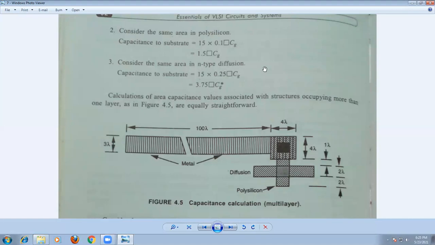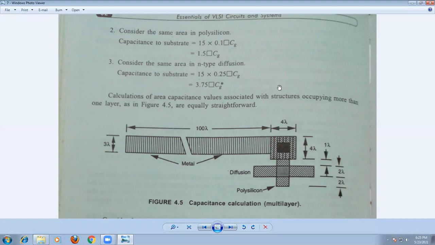Right? These are the values. So like this you can calculate the value of each layer. Once you know the relative value, very easily you can calculate the capacitance associated with it in terms of square Cg, right? That is the main thing you have to remember.